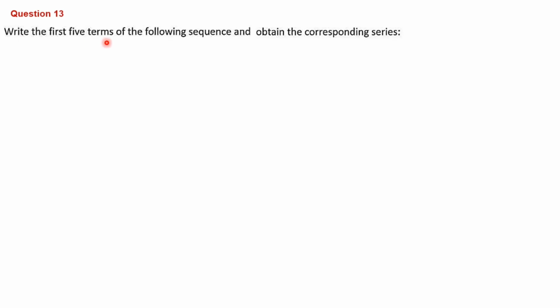Next, the 13th question. Write the first 5 terms of the following sequence and obtain the corresponding series. a1 is equal to a2 is equal to 2, an is equal to an minus 1 minus 1, n greater than 2. Here, first 2 terms are given to us. First term is 2, second term is also 2, and the third onwards only you have to calculate. N greater than 2 means n you can put 3, 4, and 5, and calculate. This you will try as homework.